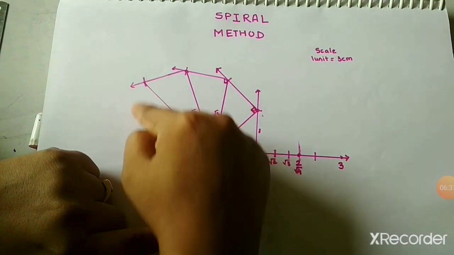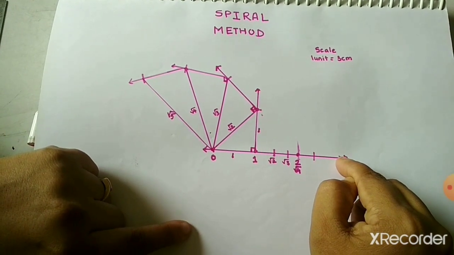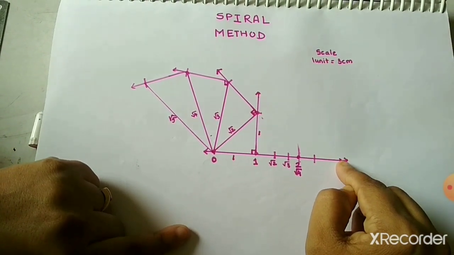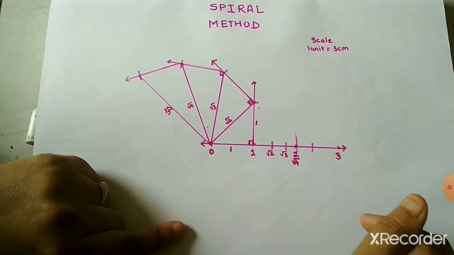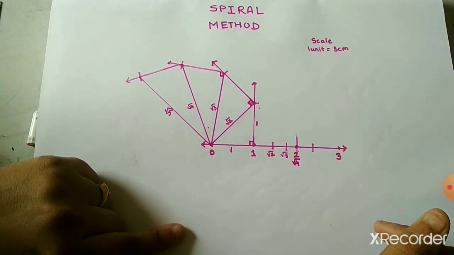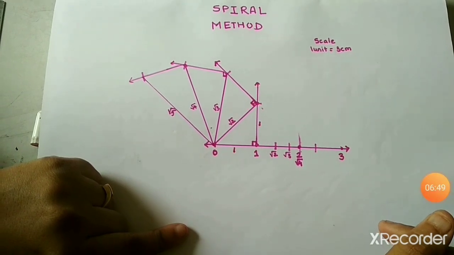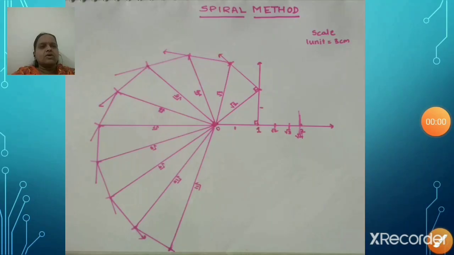Root 9 value is 3, so you will get it exactly at point 3. Try this construction till root 15 and just check whether you are getting a nice spiral or irrational number construction or not. I think all of you understood now how to construct an irrational number on a number line by using the spiral method. Here I have shown you the picture till root 11.